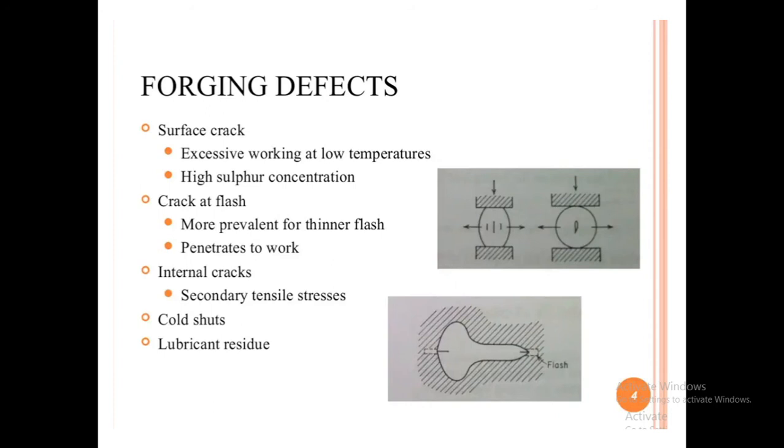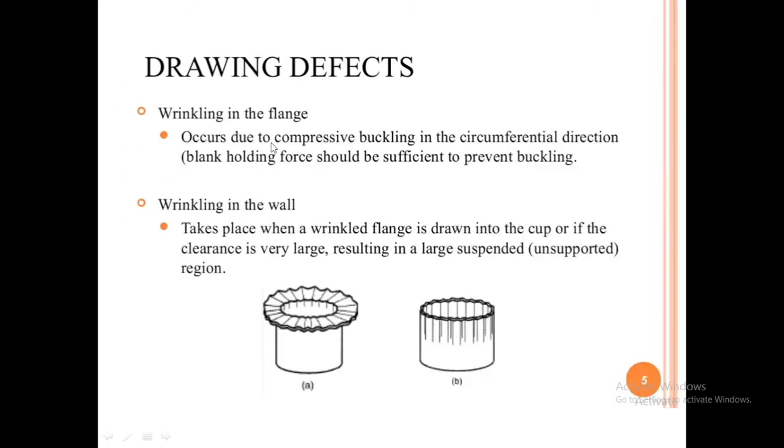and due to this friction, defects will be produced on the material. Okay, so these are some defects due to forging. Then defects due to the drawing operation. We all know what the drawing operation is, and we have discussed what drawing is.